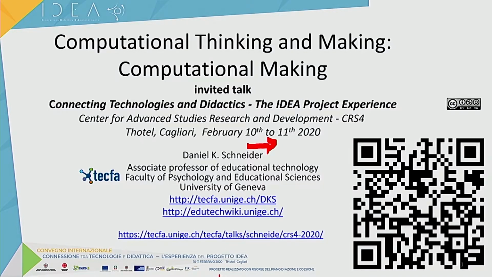So, just a few introductory remarks. For me, computational making is something that's quite new. The title of my talk is Computational Thinking and Making, and I actually looked at the Italian translation, which is much better. The Italian translation says that my talk will be about computational thinking and computational making. And that's actually a better idea, but I had that while I was preparing the talk.